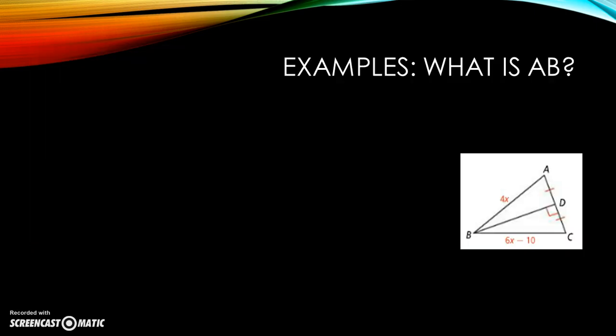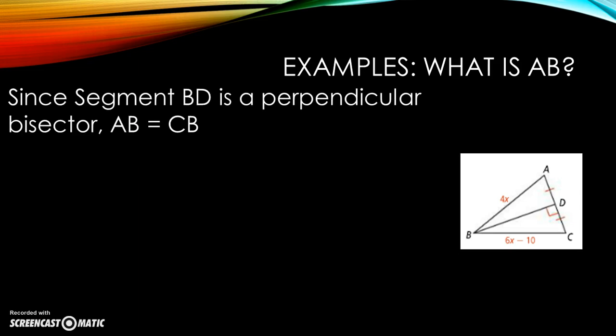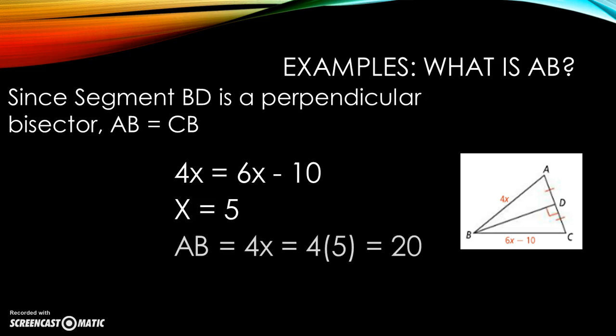Okay, so how do we use this? Here we have a perpendicular bisector that goes through the vertex, so these two side lengths are in fact congruent, so their lengths are equal. So 4x equals 6x minus 10. Subtract 6x, we get negative 2x. Divide by negative 2, we get 5. So x is 5. What is the length of AB? Well, AB is 4 times 5, which is 20.